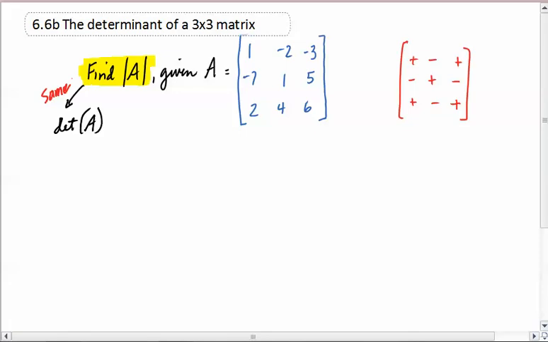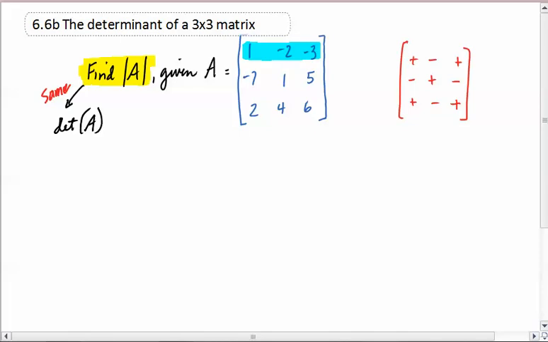Okay, so now that we know that they want to find that, we're going to find it by doing something called expansion by minors. That just means that we're going to use what we just learned about finding minors, and I'm going to use the top row. I can use a row or column to find the determinant of a 3x3 matrix, but I'm probably always just going to use the top row, and so that's what I'm going to use for this example.